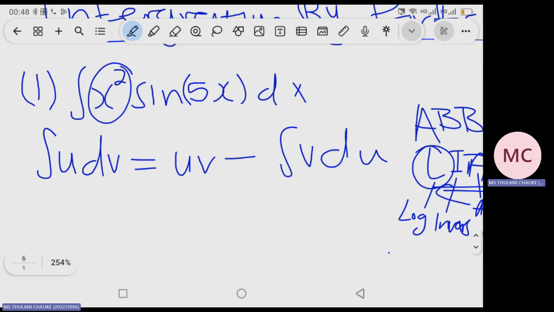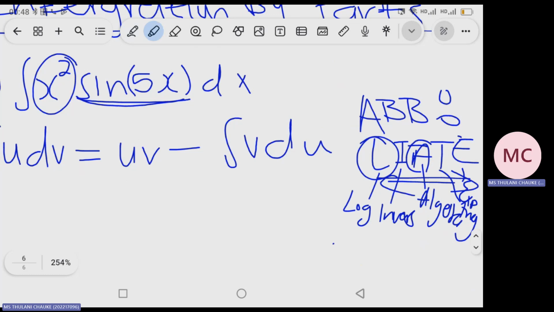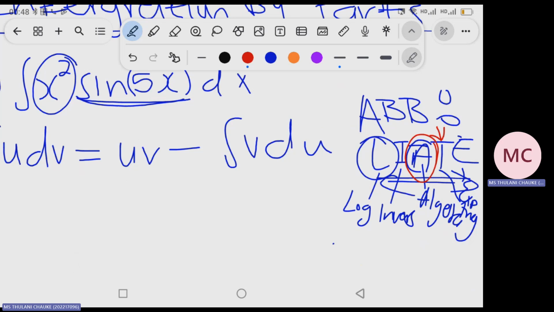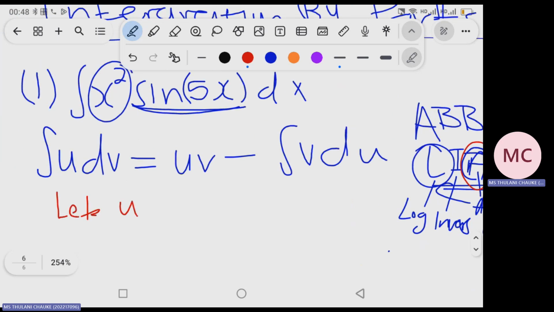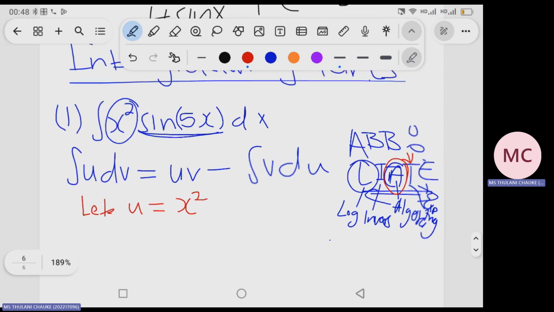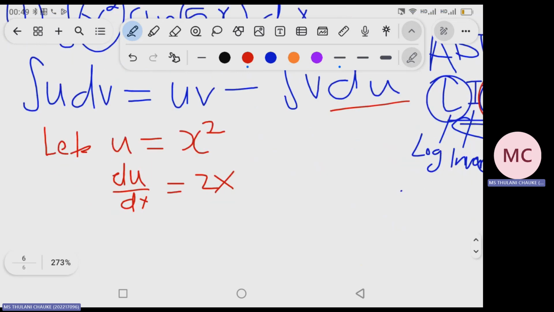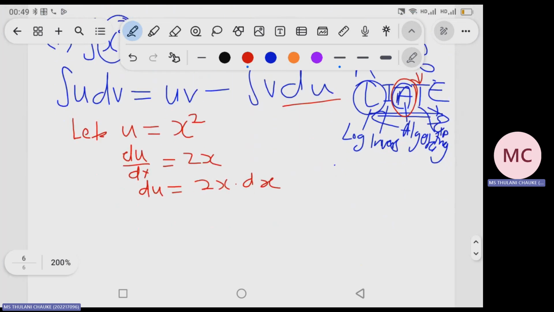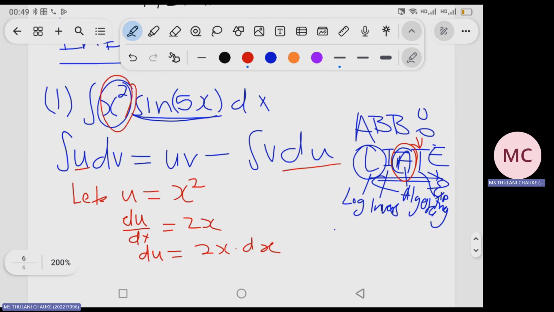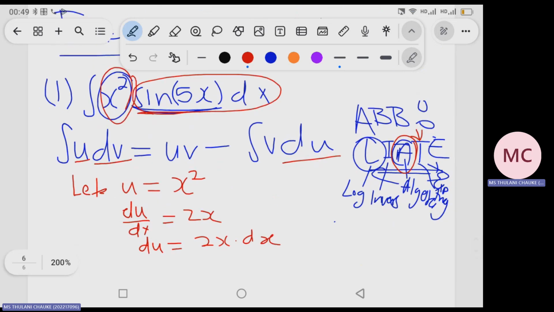So in this case, we've got an algebra and we've got a trigonometric function. So A starts before T. So our u, we're going to say let u be equal to the algebraic one, x squared. And then we want the du over dx, which will be 2x. And from here, it means we'll say the du is equal to 2x times dx. Then we're done with that part. Then our u is this one. That means our dv will be the remaining part.